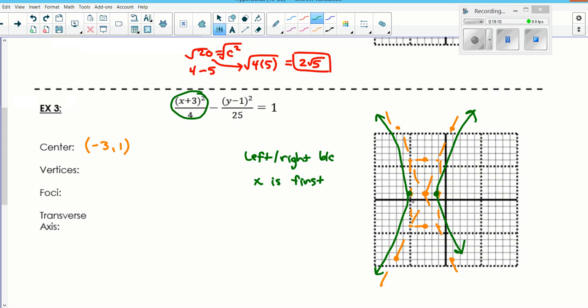So one of them is at -5, 1. And the other one would be at -1, 1. And it does not matter which one you list first. The foci, I'm going to do 25 plus 4 equals c squared. So I get 29 equals c squared.